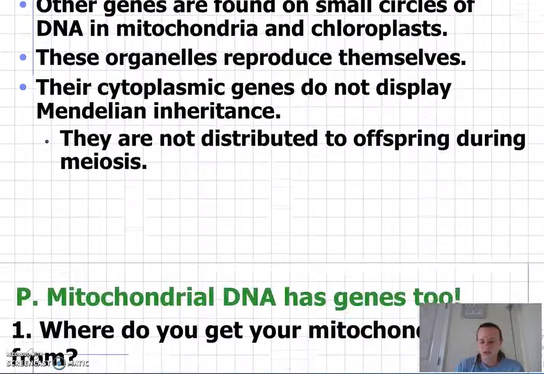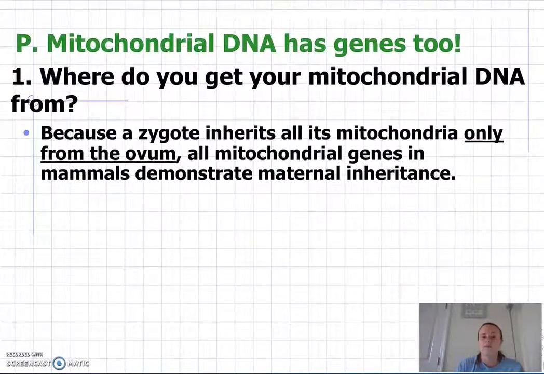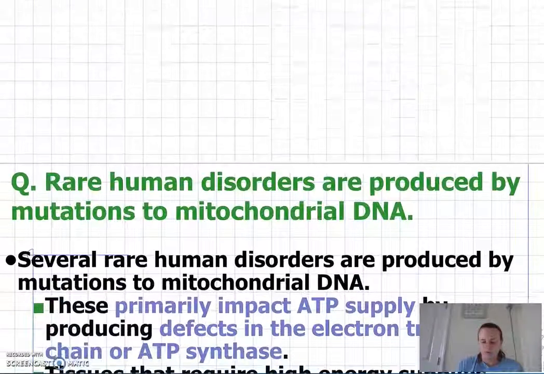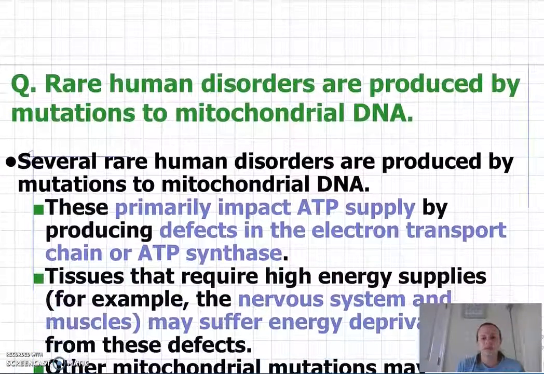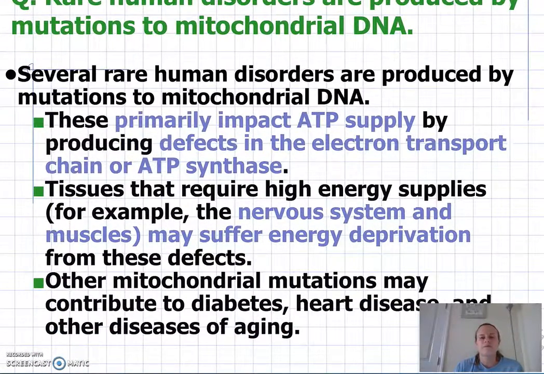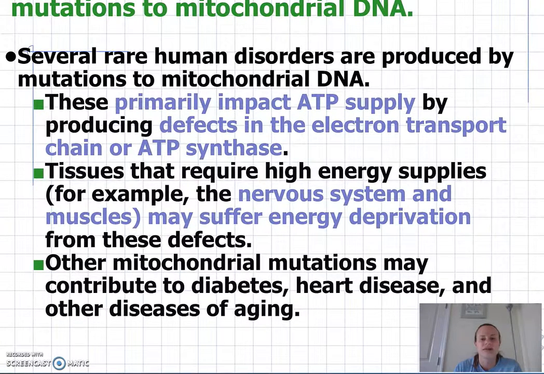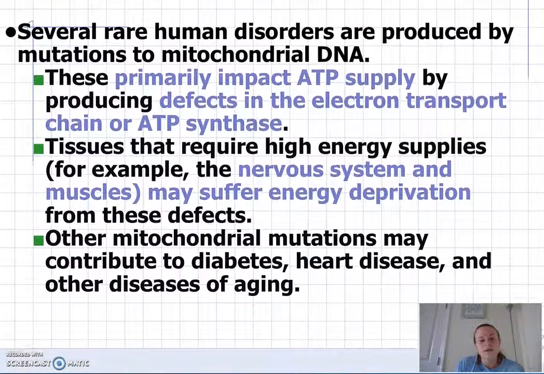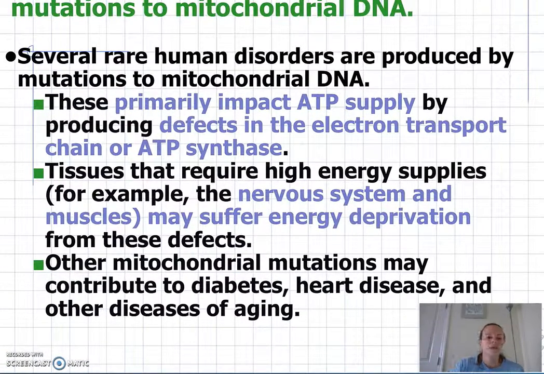Mitochondrial DNA has genes too. Mitochondrial DNA comes from your mom, and usually the disorders that are associated with mutations in mitochondrial DNA are very rare, and they primarily impact ATP supply by producing defects in the ETC or ATP synthase. So therefore, the tissues that require high energy supplies are affected. For example, the nervous system, muscles, and they may suffer energy deprivation. Other mitochondrial mutations may contribute to diabetes, heart disease, and other diseases of aging.